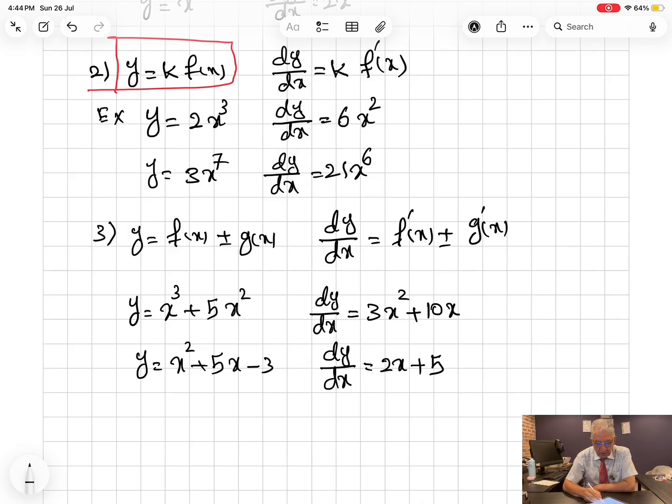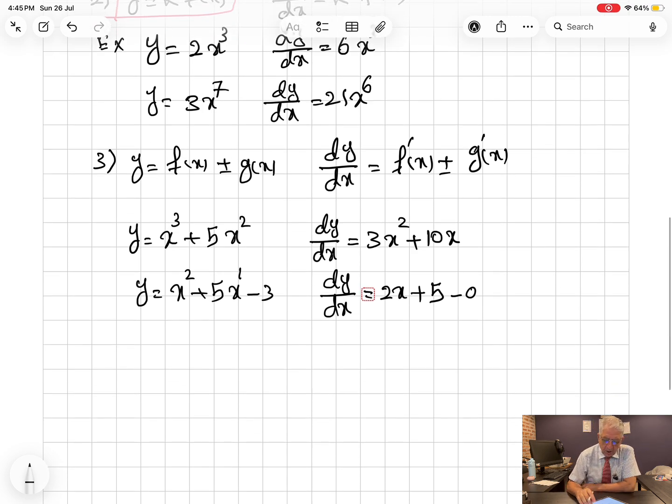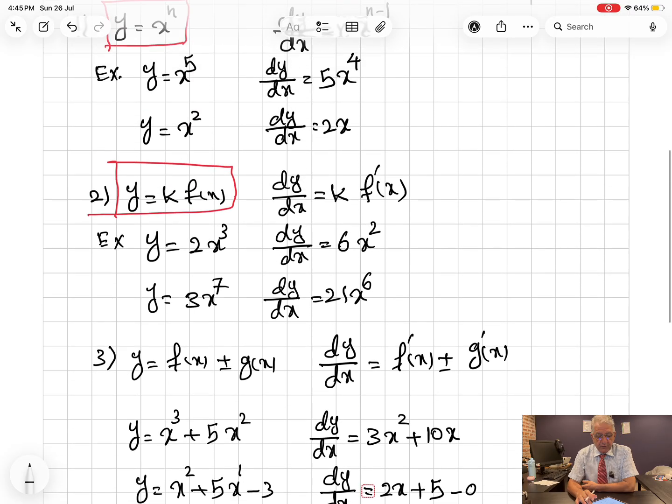If you subtract 1 it will be 0, and 5x to the power of 0 is 1, therefore this is only 5. And minus 3 will be 0, therefore minus 0, which we don't need to write. Therefore, the derivative of constant numbers is 0. Constant functions have derivative 0. So, by now, we can differentiate a lot of different functions.